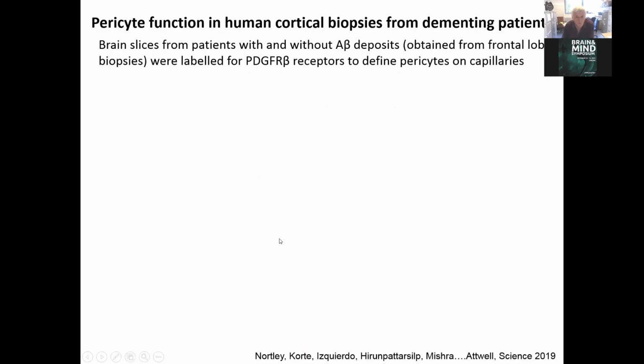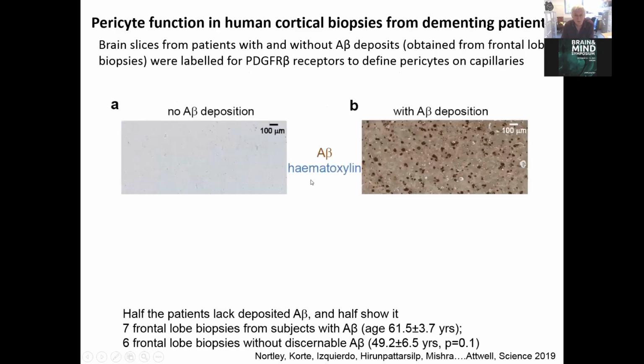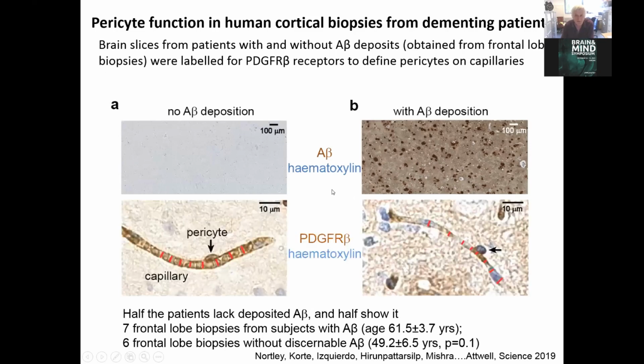And again, we wanted to do this in humans. So it turns out that in the hospital at Queen Square, near where I work, if you're dementing for no known reason, they will happily remove a biopsy of your right prefrontal cortex to look at if there's any obvious cause that's treatable. And when they do that, they find that roughly half the patients have no amyloid beta deposition. They're not getting Alzheimer's, whereas the other half are depositing amyloid beta and are getting Alzheimer's.